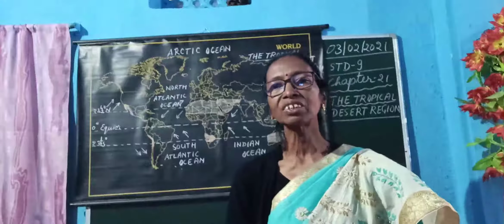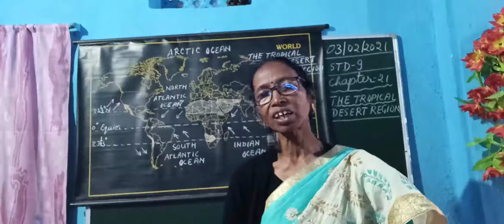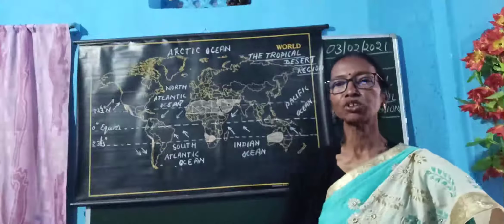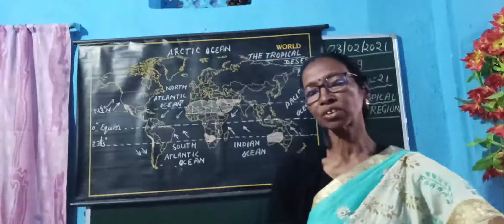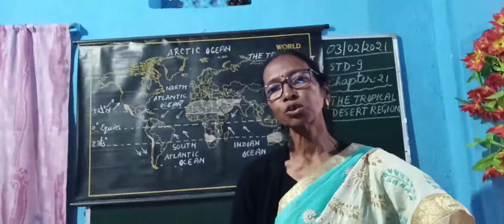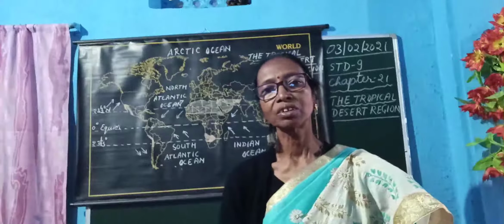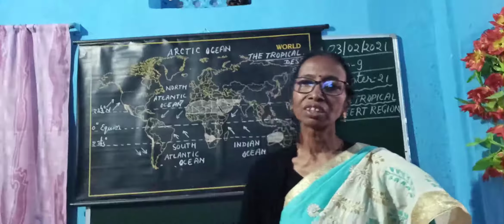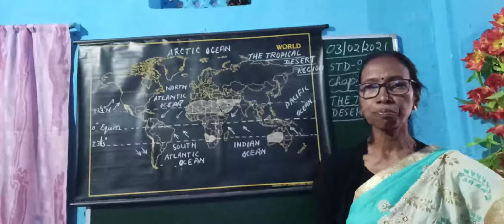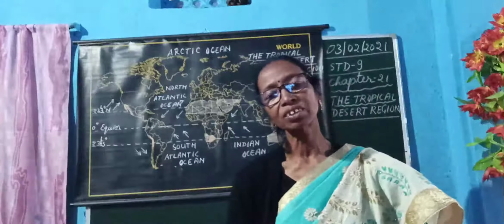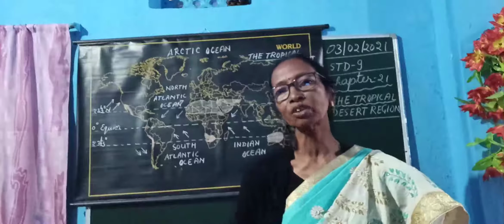Some important trees found in this region are acacia, varieties of cactus. In the oasis, date palms are found and varieties of thorny bushes. This is the area where there is very less vegetation. A large part is covered by sand or the rocky area.